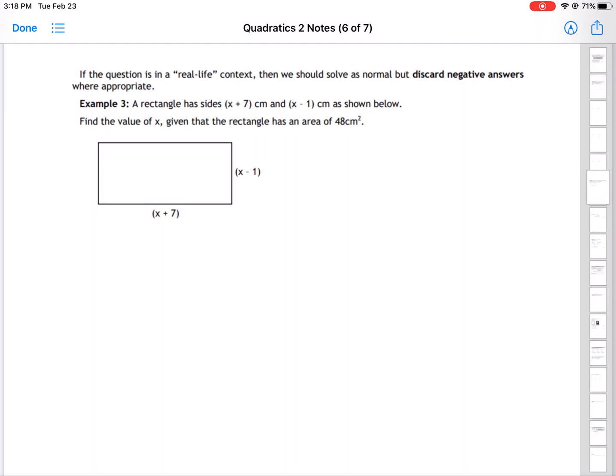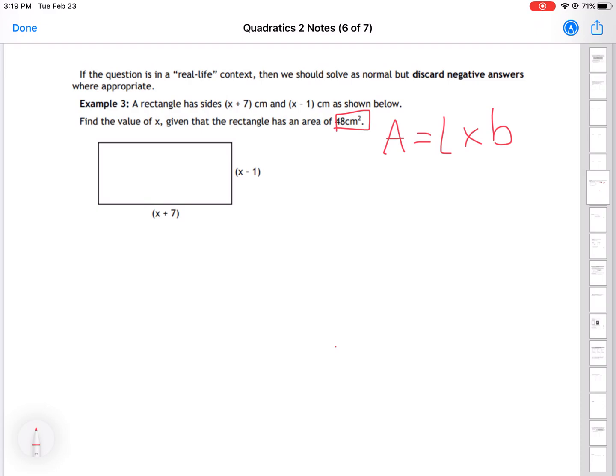answers. Okay, so a rectangle has sides x plus 7 and x minus 1. We want to find the value of x given that the rectangle has an area of 48 centimetres squared. Now, a couple of things we need to know to complete this question. We need to know that the area of a rectangle is the same as the length times the breadth. In addition, if the area is length times breadth, and we are given also an area for the rectangle, then those two things have to be equal to one another.